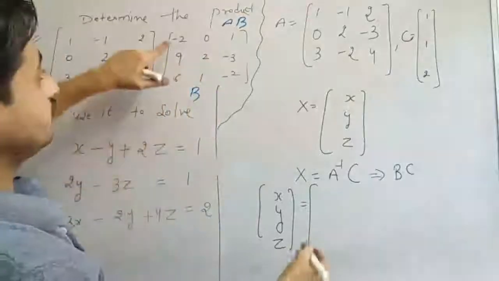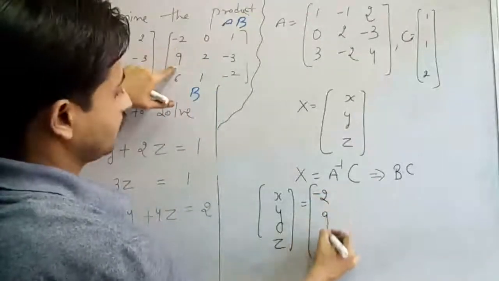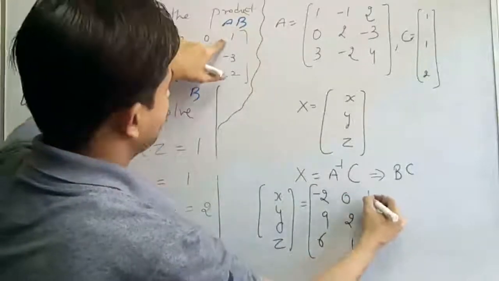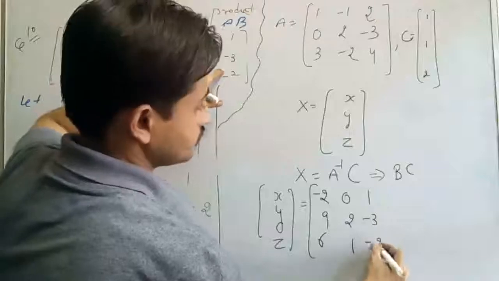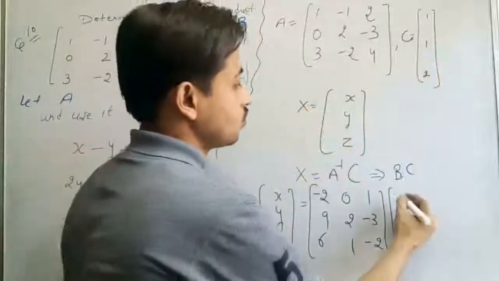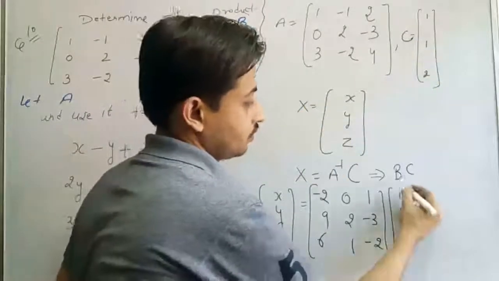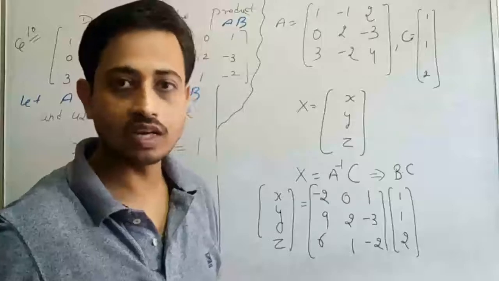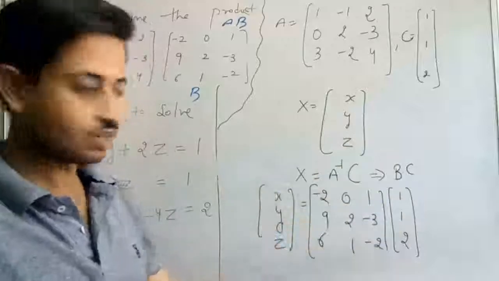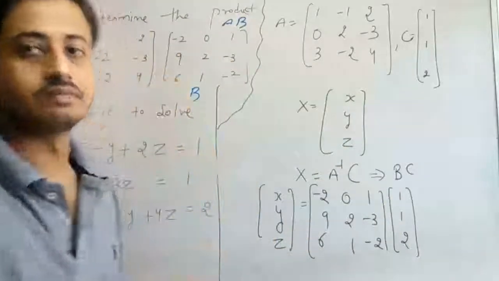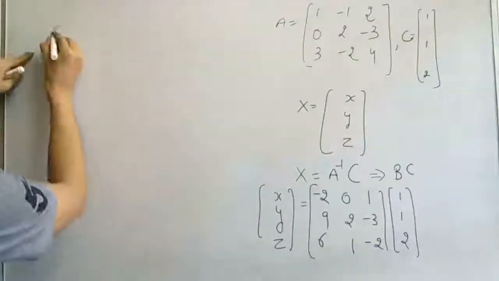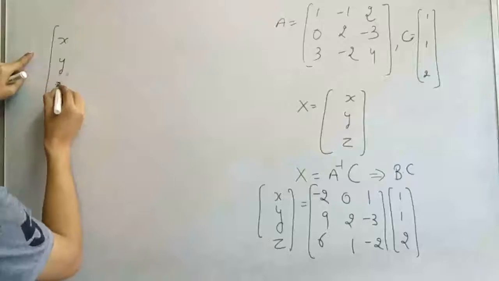B is this: -2, 9, 6, 0, 2, 1, 1, -3, -2. And C is 1, 1 and 2. Now we have to just solve and get the values of X, Y and Z. So please make a note. I'm going to rub this part. Now we have to solve. Please solve it: X, Y, Z.